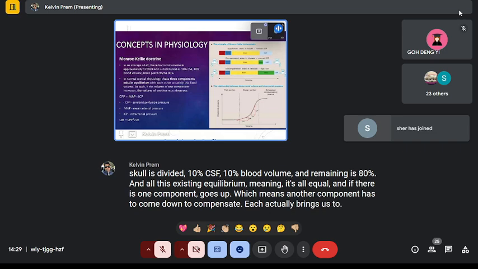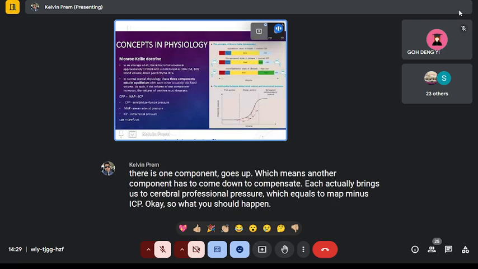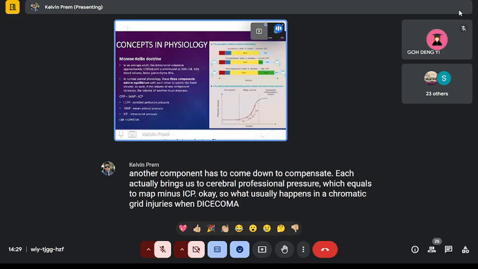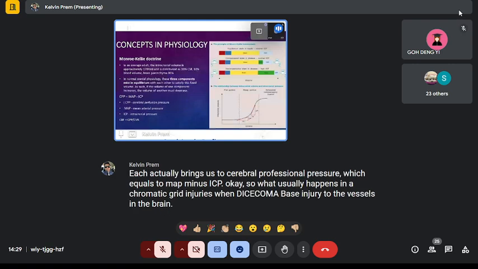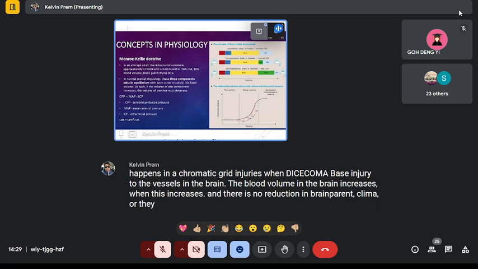Which actually brings us to cerebral perfusion pressure, which equals MAP minus ICP. So what usually happens in a traumatic brain injury is, when there is trauma, there is injury to the vessels in the brain, and the blood volume in the brain increases. When this increases, and there is no reduction in brain parenchyma or CSF, that's when you have increased intracranial pressure.